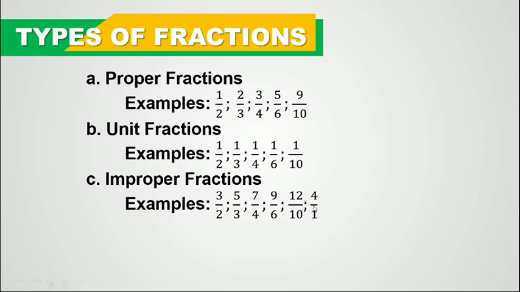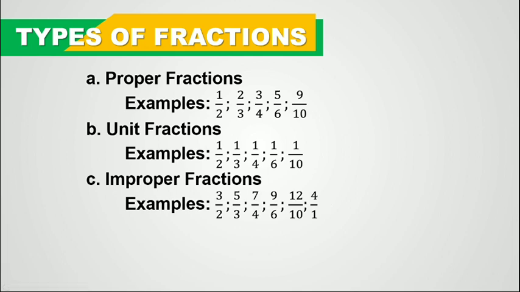As well as this one, 4 over 1. Whole numbers like 4, 5, 6, 7, 8, 9, 10, and so on are included in improper fractions because their numerators are definitely greater than the denominators, which is 1. Basta whole number, its denominator is 1, right?